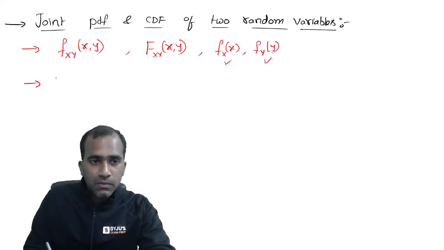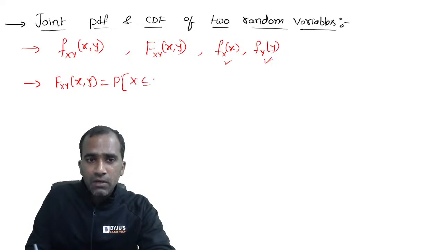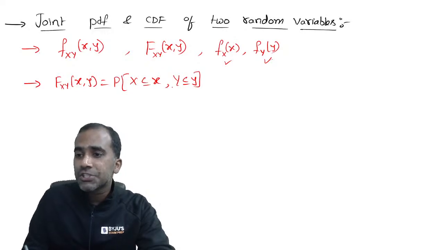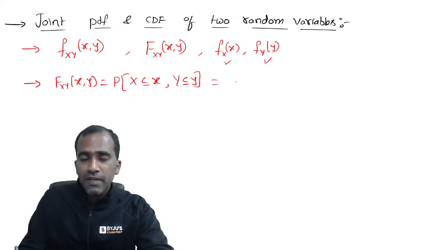And what is that relation? F_XY of x comma y is the joint CDF. The meaning of it is the probability that X is less than or equal to x. Whatever is the value here, that will be here. If this is x naught, this will be x naught, comma, Y less than or equal to a small y. The comma here represents intersection. Intersection means and. This should happen and this also should happen. The combined probability.